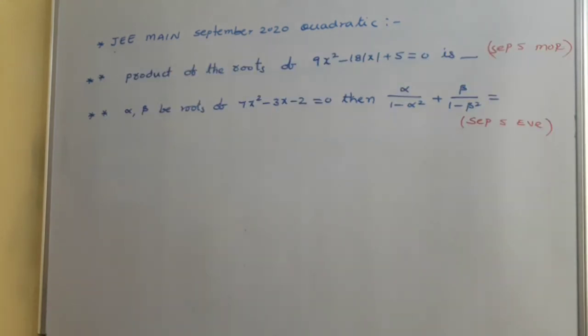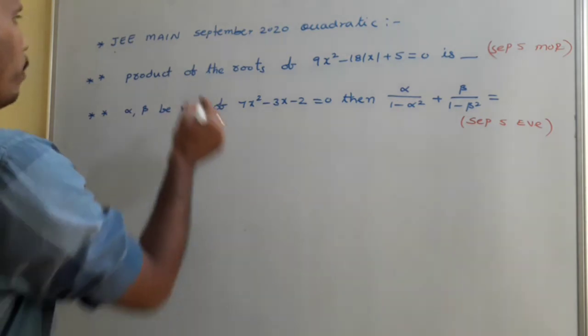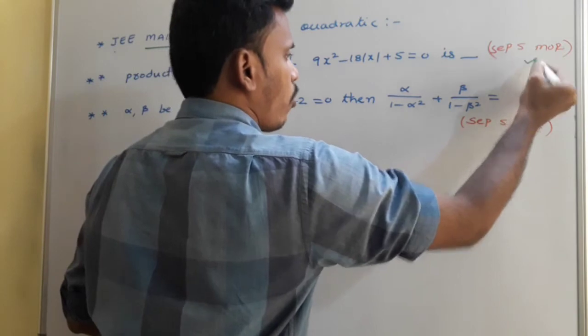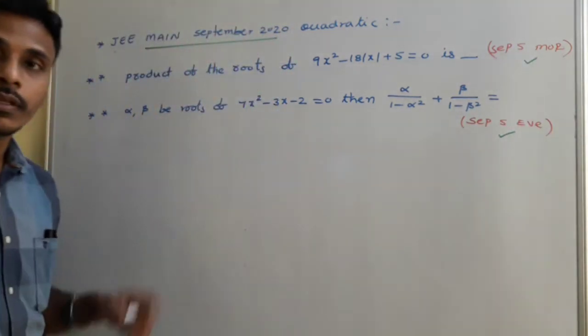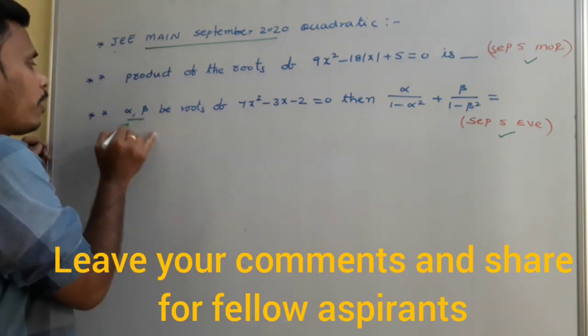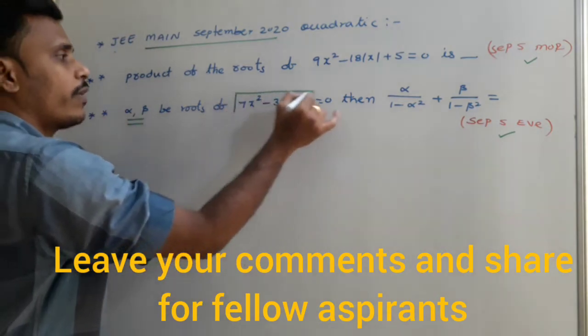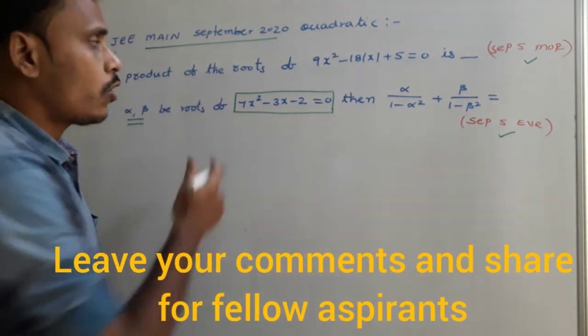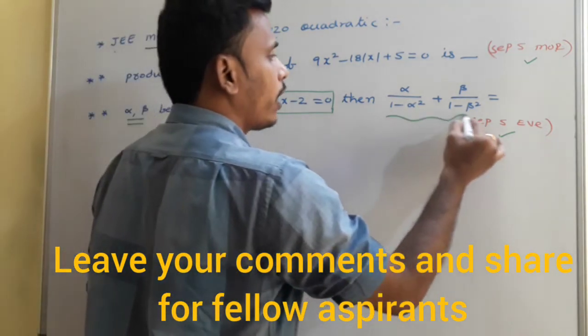Just have a look. Next two questions of Mains September 2020. One was asked on September 5th morning, and the other one on September 5th evening. So let us read the second question. Alpha, beta are the roots of 7x square minus 3x minus 2 is equal to 0. From this we need to calculate this value.